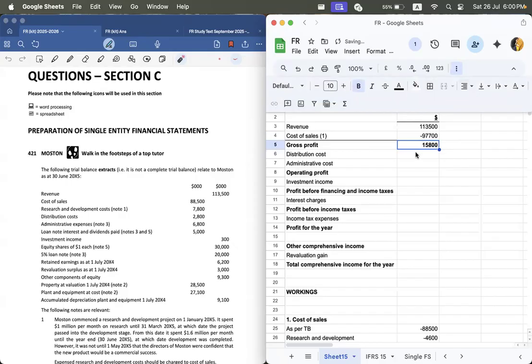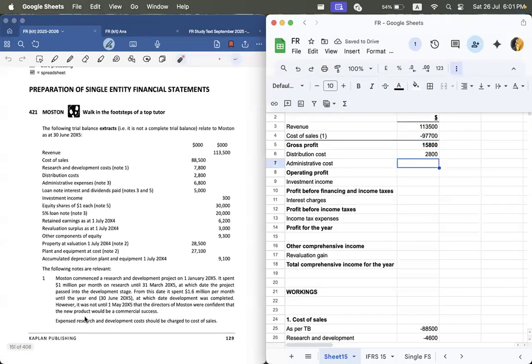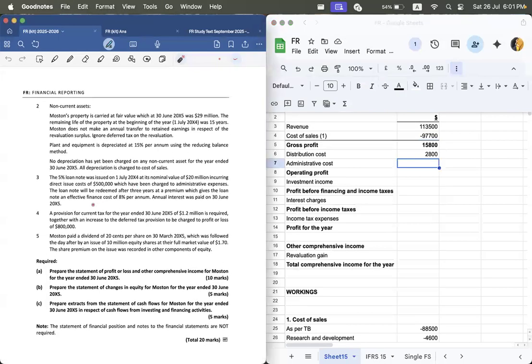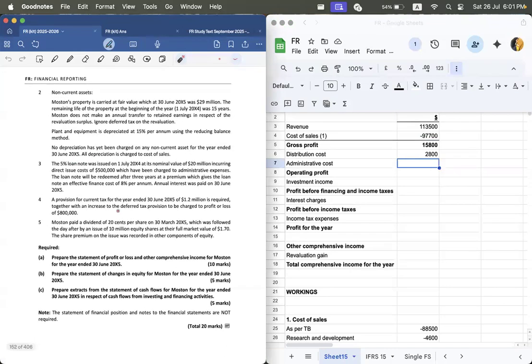Then for distribution, I've given 2,800. Right? And for administration, admin cost 6,800 from the TB, as well as they have mentioned here somewhere that the interest should be taken to administrative cost. Sorry, the issue cost, not the interest. The issue cost of 500,000 should be taken to administrative cost. They have clearly mentioned that.